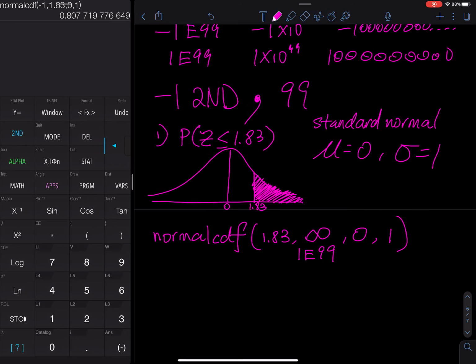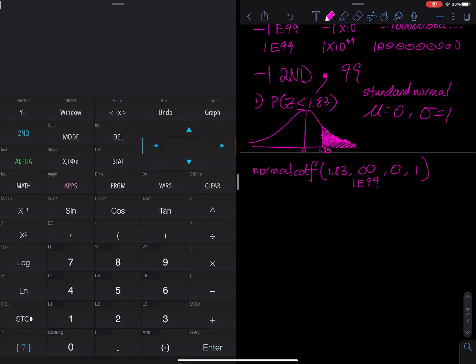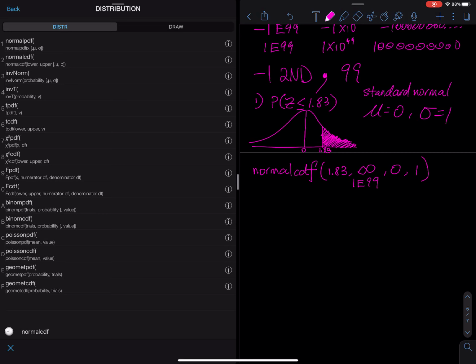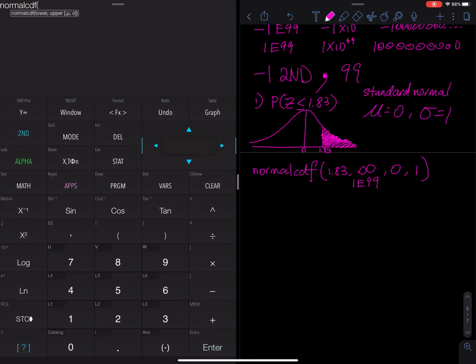So let me do it right here. So I'm going to clean that up. So we go to second VARS. And then I look for number 2, normal CDF. And then I type the lower limit, 1.83, comma, 1, second comma, 99. The mean is 0. The standard deviation is 1. Close parenthesis, hit enter. Then that is your area. Oh, it's actually less than or equal to 1.83. All right.